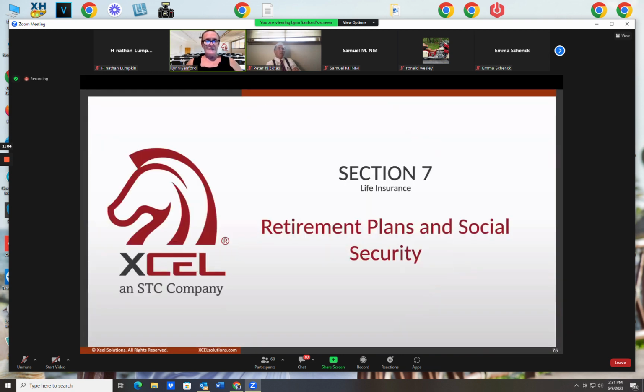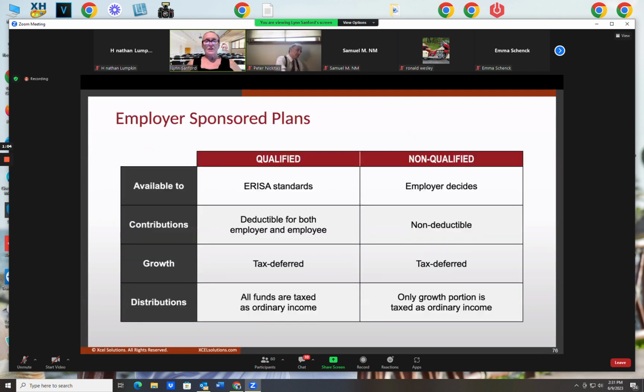All right, that's the end of section 6. Now we talk about retirement plans and Social Security. First of all, you need to know the difference between qualified and non-qualified annuities. Got to know the difference between qualified and non-qualified annuities, or qualified or non-qualified retirement planning products.